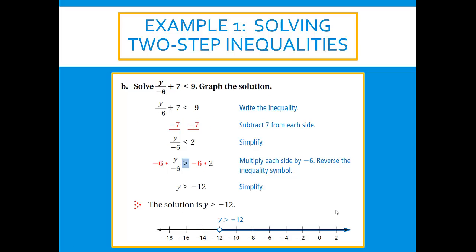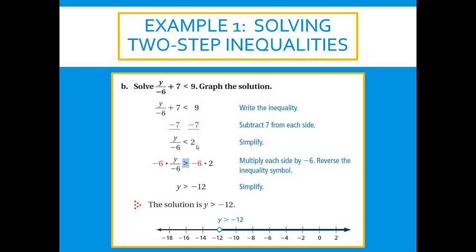For B, we're going to solve y divided by negative 6 plus 7 is less than 9, and then we're going to graph our solution. So the first thing we're going to do is subtract 7 from each side. We are adding 7 in the problem, so we need to undo the addition by subtracting 7. When we subtract 7 from each side, we're going to get that y divided by negative 6 is less than 2.